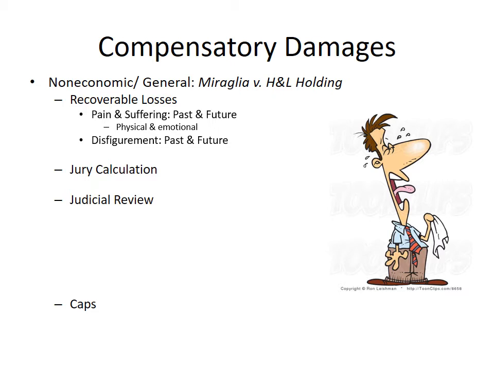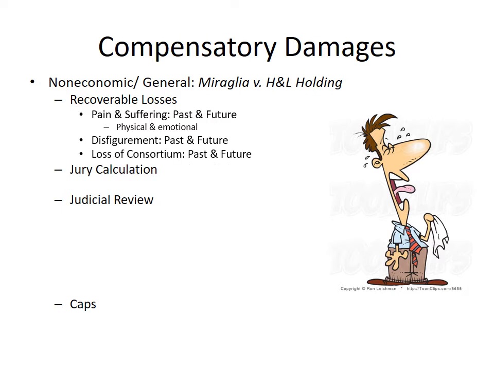You also can get compensation for disfigurement. And so I'm assuming this gentleman will have a very severe disfiguring scar that he'll have to deal with. And so he's entitled to compensation for whatever pain and suffering he endured up until the time of trial and having to live that life with that disfigurement moving forward.